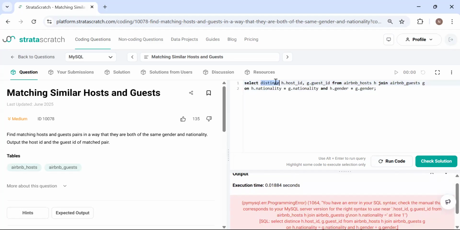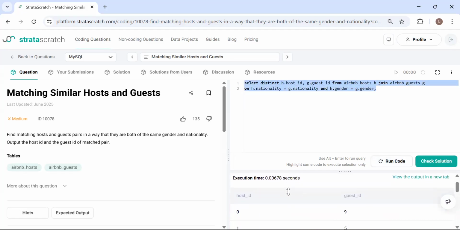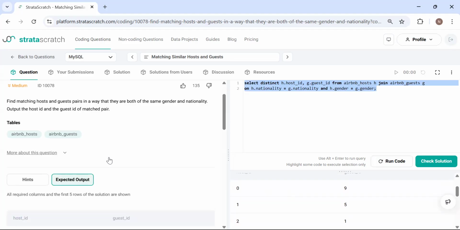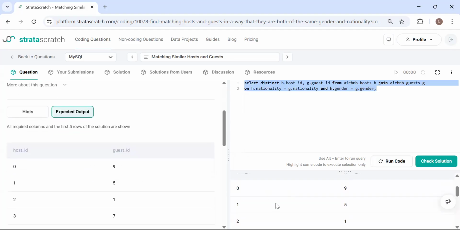Okay, this is a spelling mistake. Distinct. Now let's run this. Okay, so we are getting these combinations. So yeah, this is how we have solved this problem. Now let's see the expected output. And in the expected output as well, we are getting the same answer, right? So yeah, this is the query. Now let's try to submit our solution. And our solution got submitted.